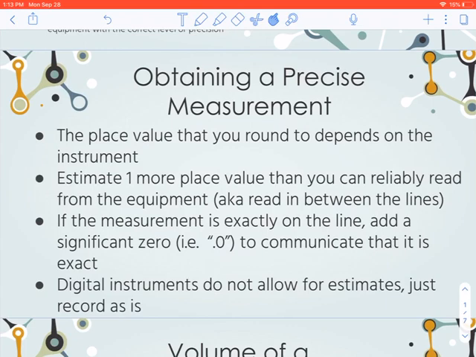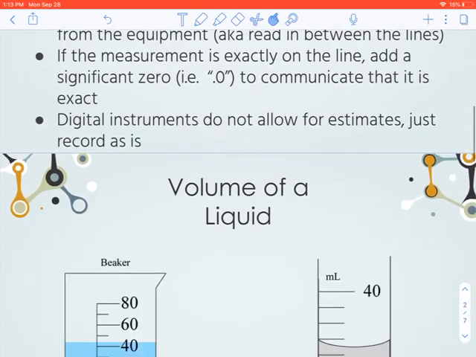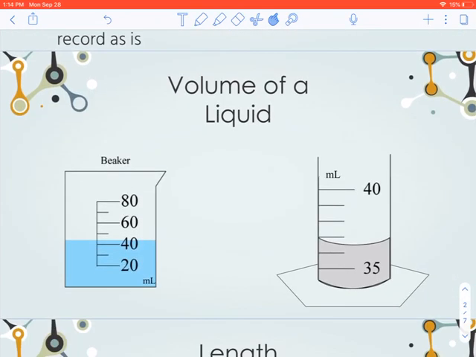If the measurement is exactly on the line, then you want to indicate that it is exactly on that line, and you would add one more significant zero to the end of your measurement. And then finally, digital instruments, because you can't actually see the scale and it just gives you a very specific number, you just report that. You cannot estimate on a digital scale. So for example, if you were using a balance and it said something was 3.5 grams, then you would report that as 3.5 grams.